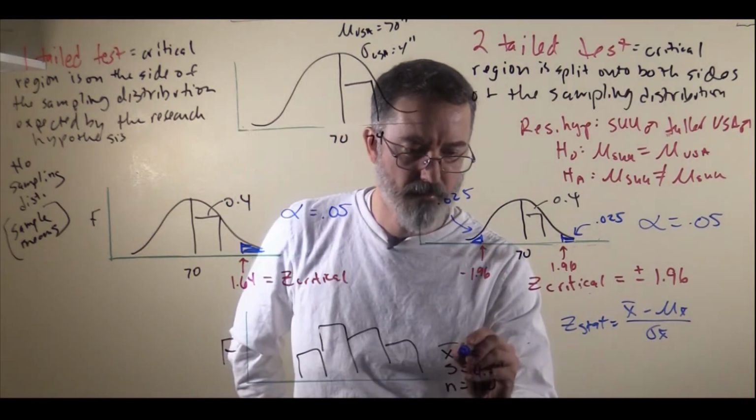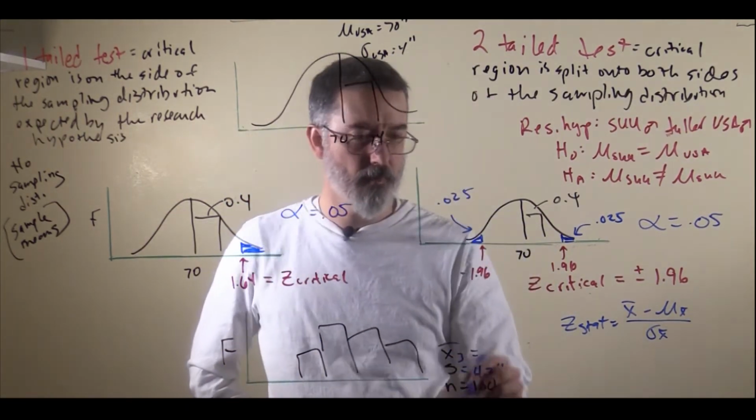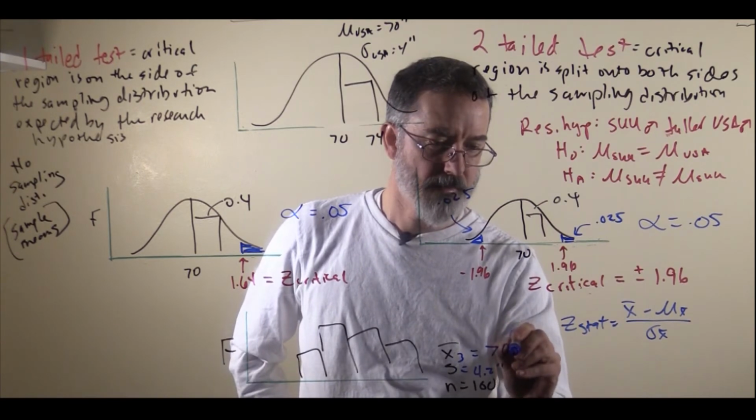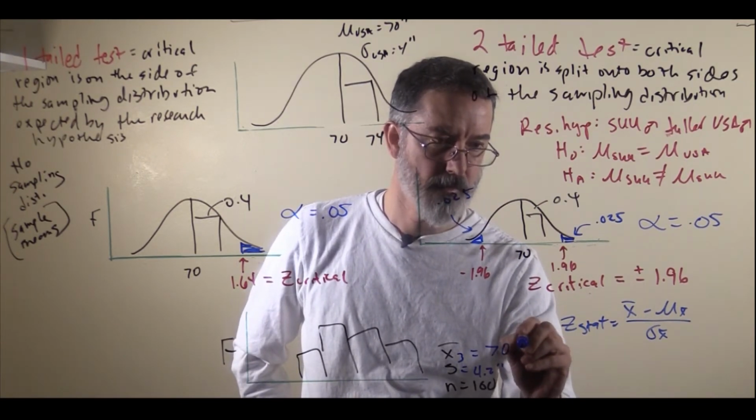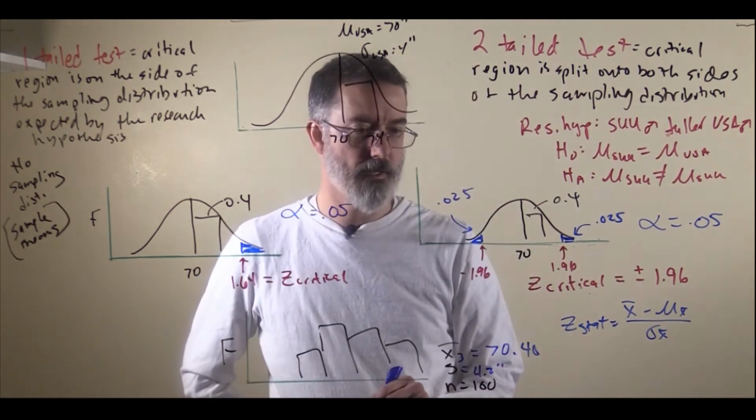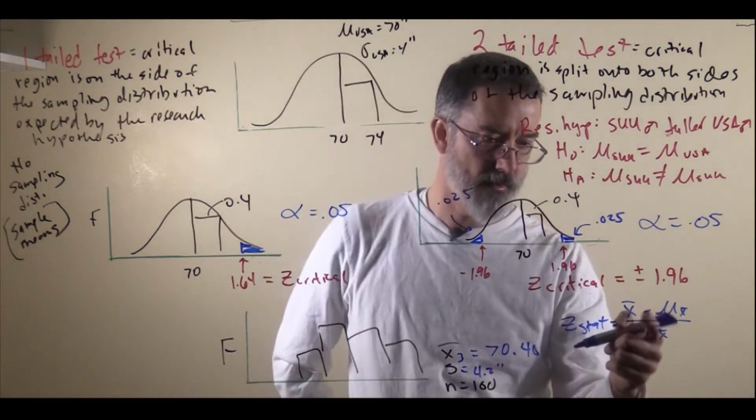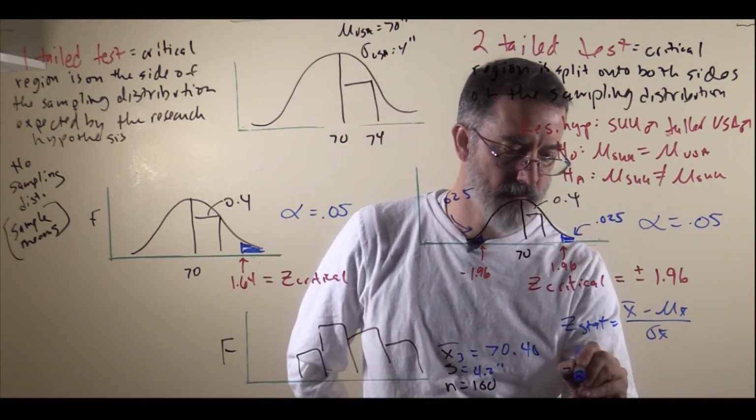All right, we'll consider a third scenario here. A third sample mean that is, we'll say, 70.40 inches tall. So we'll calculate our z-statistic.